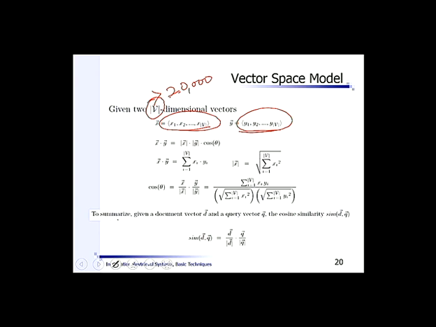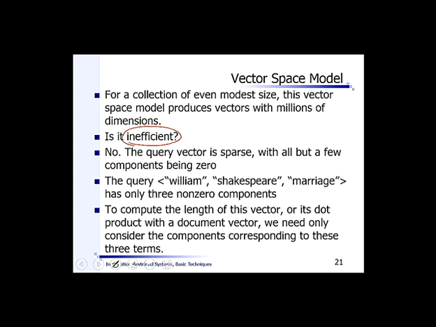So if we have 37 plays and each document has more than 20,000 components, and then a query vector will also have more than 20,000 components. So you may think that it is a very slow technique, but actually no, it is not the case.